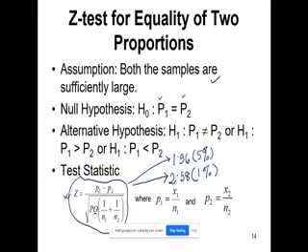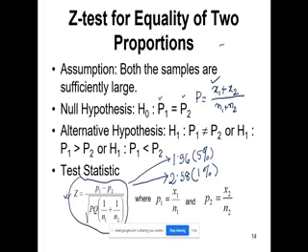What is P1? P1 is the number of smokers in the first sample. What is P2? P2 is the number of smokers in the second sample. What is N1? First sample size. What is N2? Second sample size. What is capital P? It is the pooled proportion. That means in the population, total sample size N1 plus N2 will come in the denominator. And here X1 is the number of smokers in the first sample, and X2 is the number of smokers in the second sample. So this will give me the value of P.